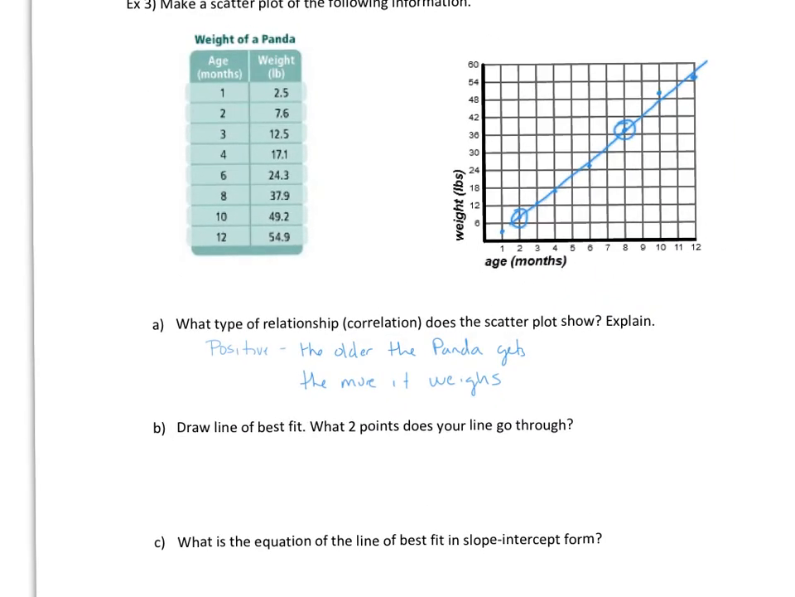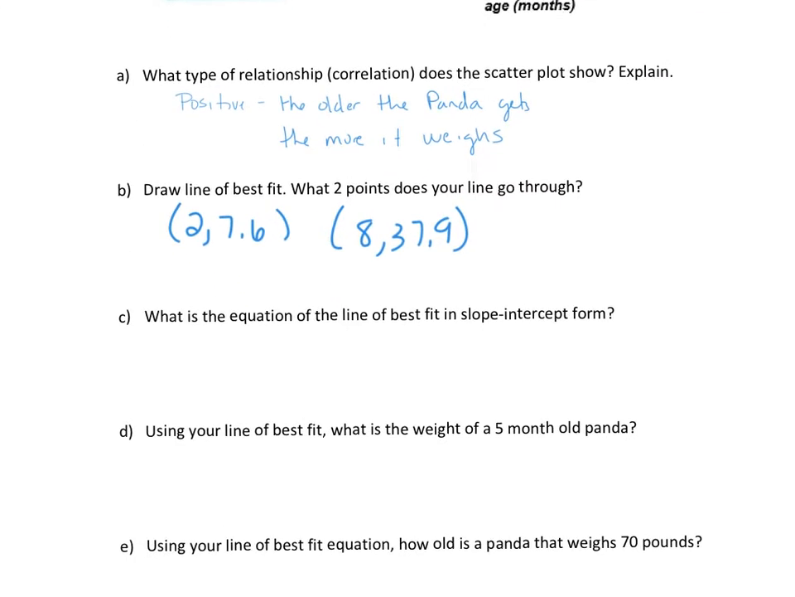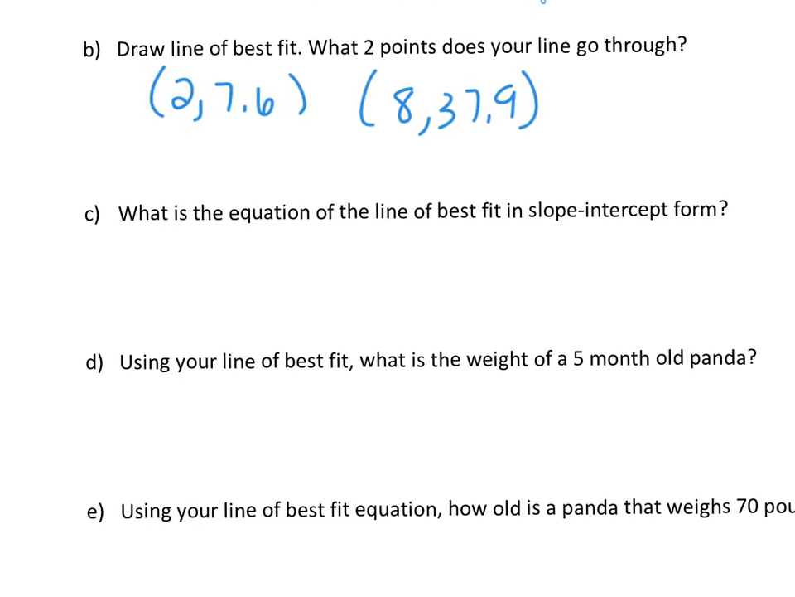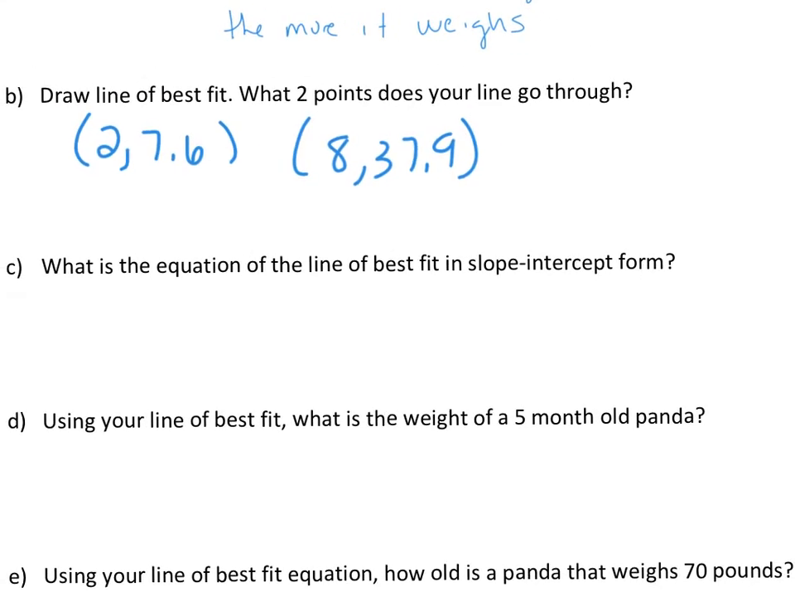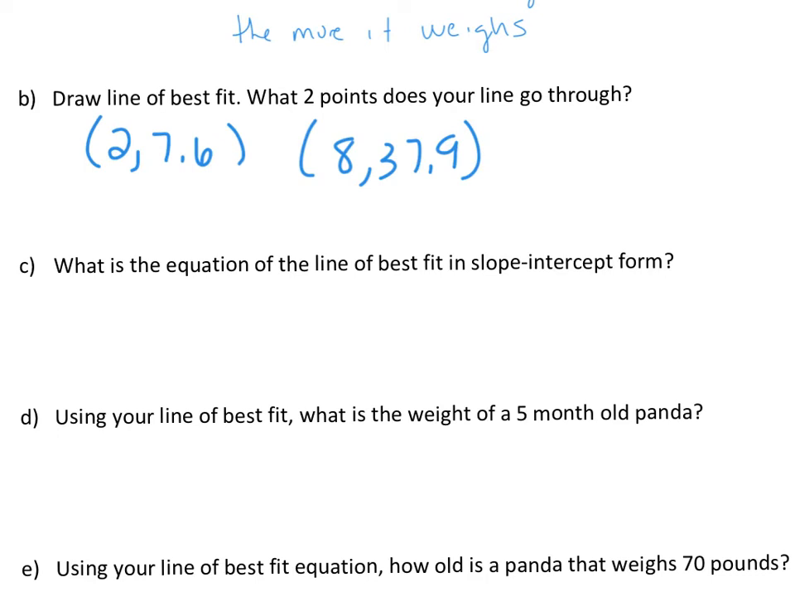I've already done that. And my 2 points here, I have got 2 and 7.6, and then 8 and 37.9. Now again, you will have two different points here, but just make sure you went through the same process I went through. Okay, so first thing we're going to do, since it says slope-intercept, I need to find the slope. So I'm going to start working that over here.